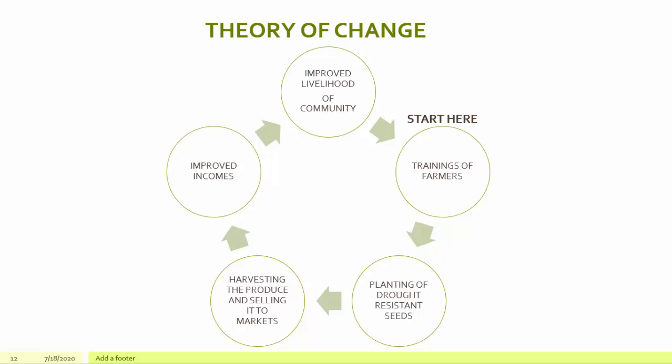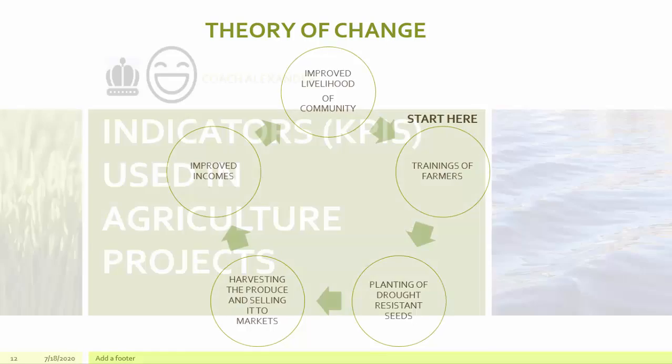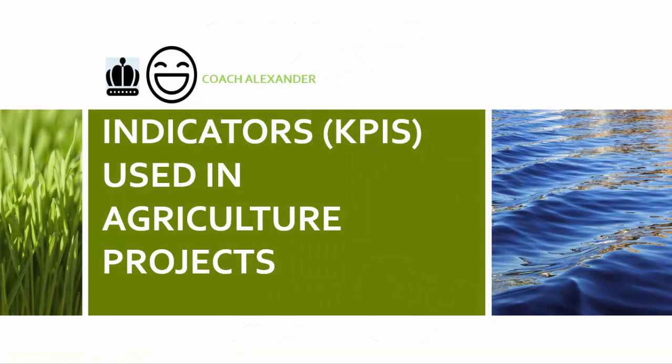Ultimately, it is how much crop the farmers can produce and how much of that crop they've produced can be sold to lucrative markets at a very competitive price. So now, what really are the indicators used in agriculture projects? I've talked about the theory of change, but now let's try to understand what these indicators are.